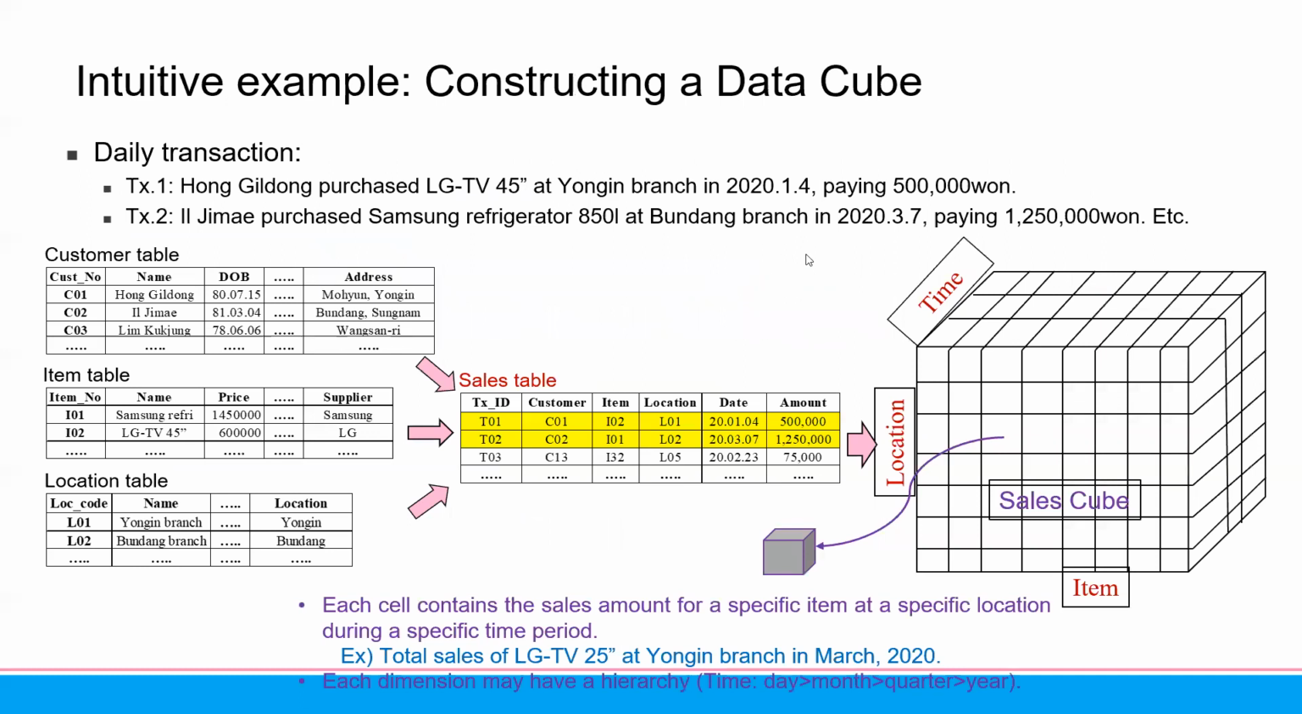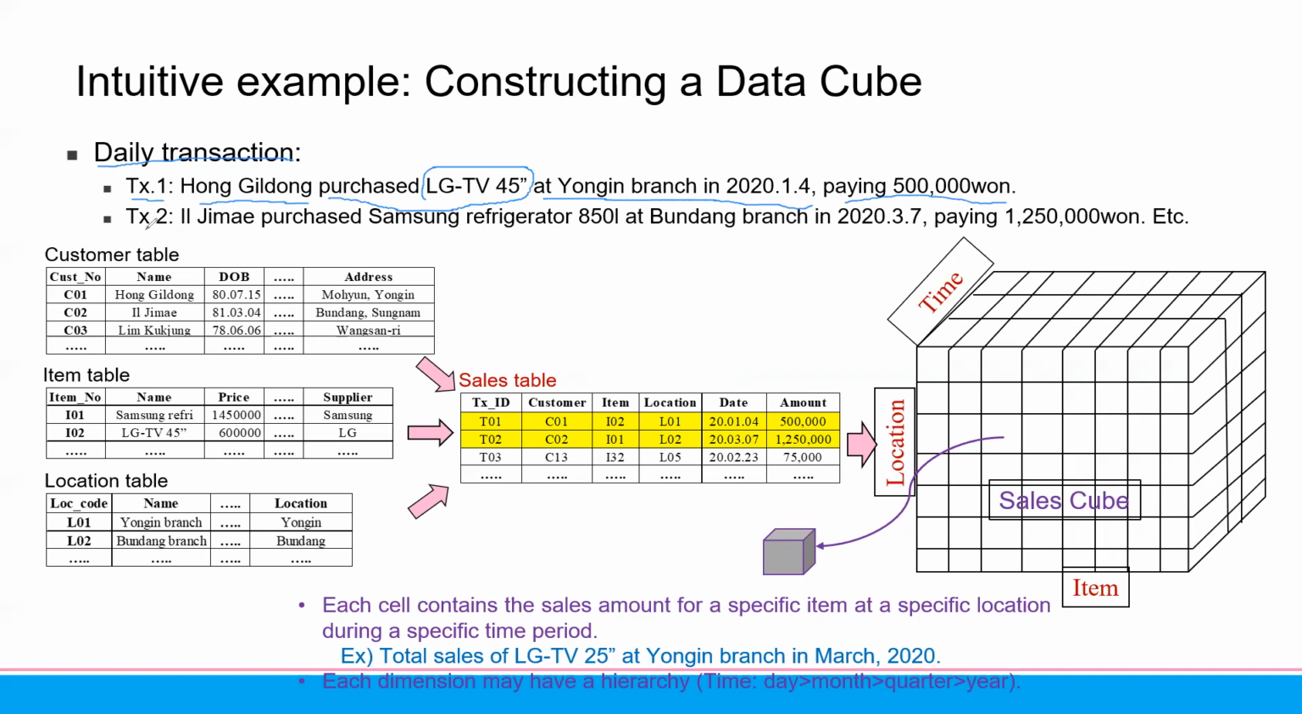So we have this data transaction. So we have the daily transaction. TX means transaction 1. Okay. In this transaction, let's say Hong Gil Dong purchased an LG TV 45 inches at Yongin branch on 2020 January 4, and he is paying 500,000 Korean won. Okay, so we call this the daily transaction.